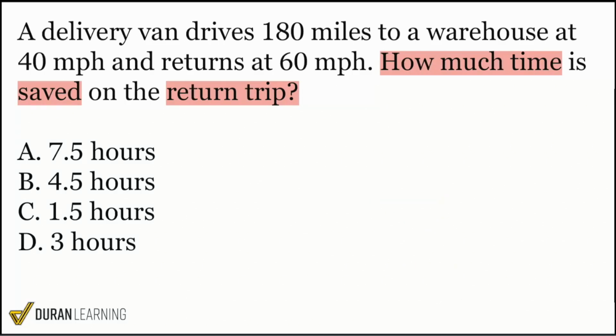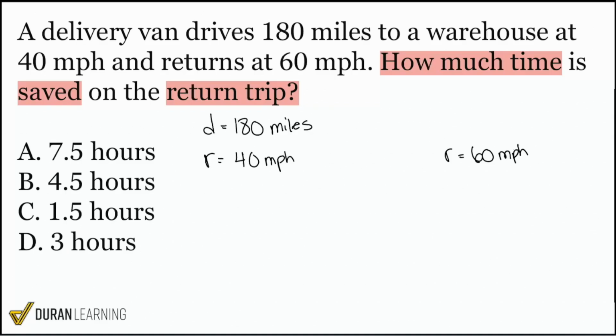So with that example, let's tackle this problem here. It says the delivery van drives 180 miles, so the distance there is 180 miles. And the rate that we drove at was 40 miles per hour. On the return trip, everybody, the return trip says that we drove at 60 miles an hour. So I'll go ahead and write that right over here.